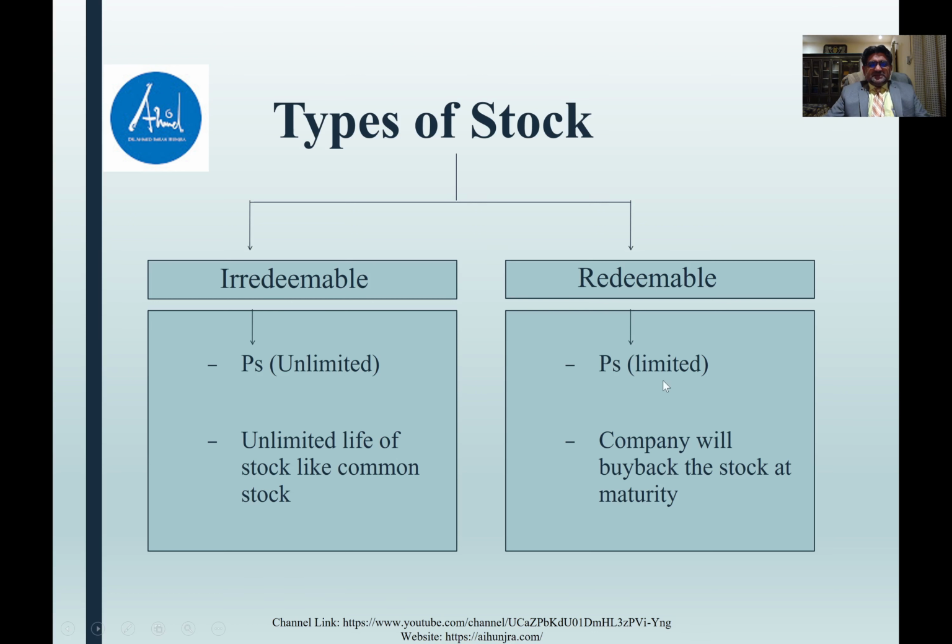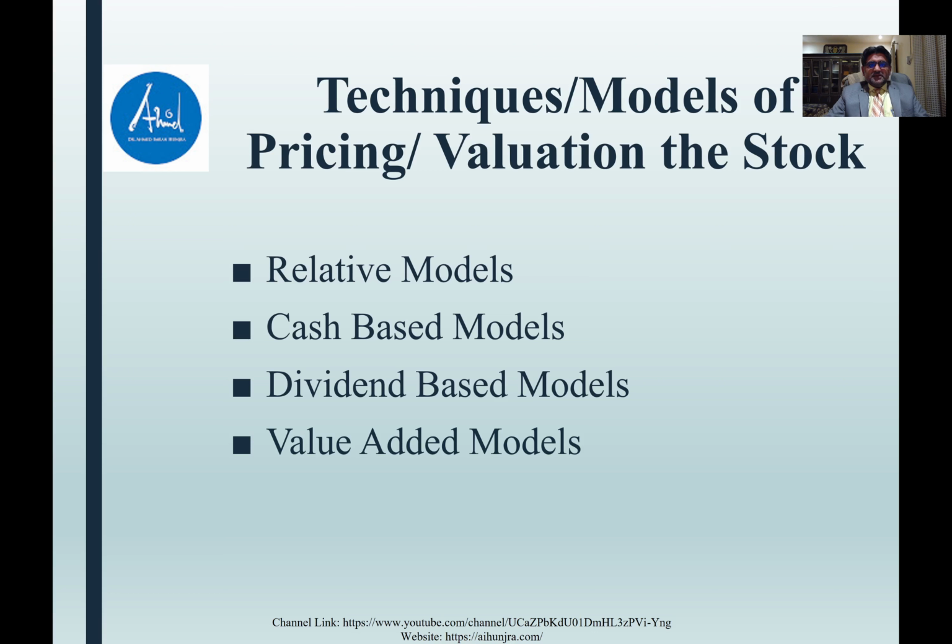So the types of stock, as I explained in the previous slide, are irredeemable, with unlimited life, like common stock, and redeemable, which has limited life, where the company will buy back the stock at maturity. I have explained this in detail in the previous slide.